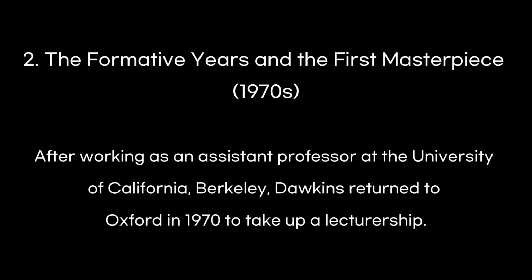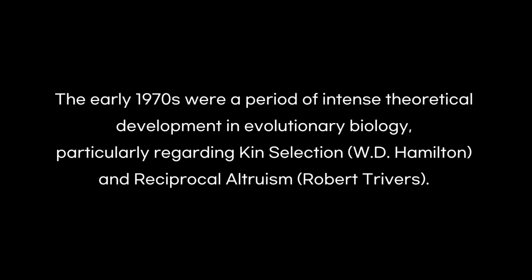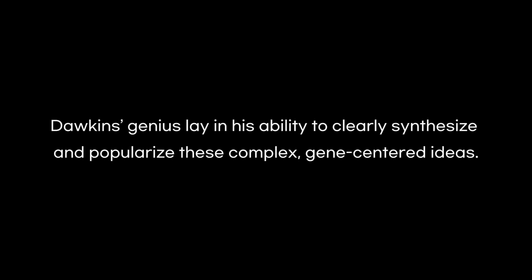After working as an assistant professor at the University of California, Berkeley, Dawkins returned to Oxford in 1970 to take up a lectureship. The early 1970s were a period of intense theoretical development in evolutionary biology, particularly regarding kin selection (W. D. Hamilton) and reciprocal altruism (Robert Trivers). Dawkins' genius lay in his ability to clearly synthesize and popularize these complex, gene-centered ideas.